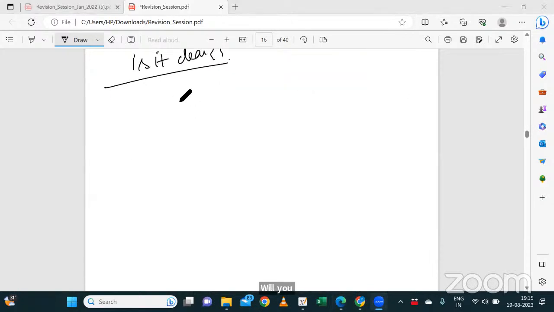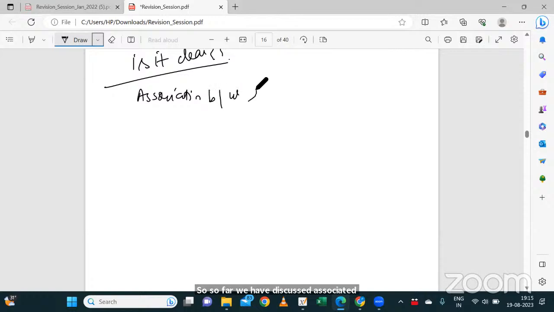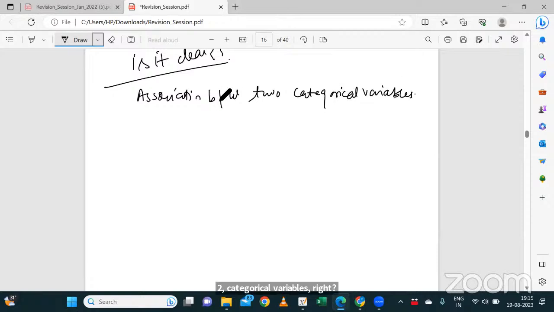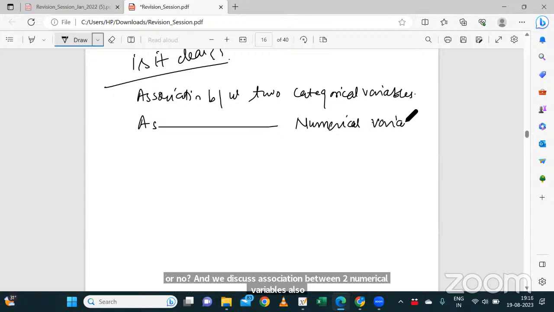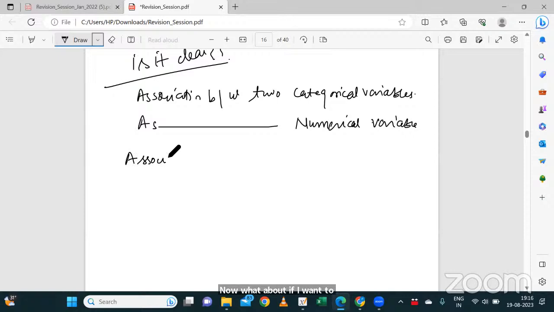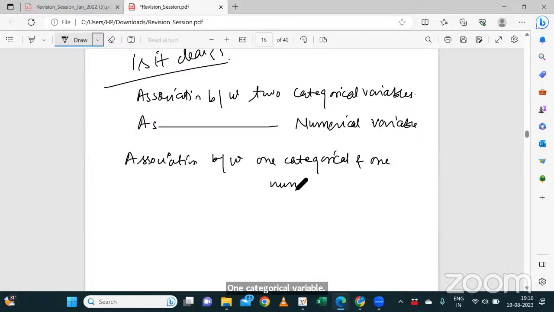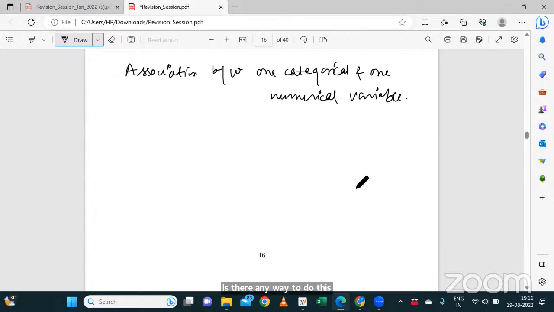Yeah. So far we have discussed association between two categorical variables, right? And we discussed association between two numerical variables also. Now, what if I want to know how I can find the association between one categorical variable and one numerical variable? Is there any way to do this? Are you familiar with this? Is there any way?